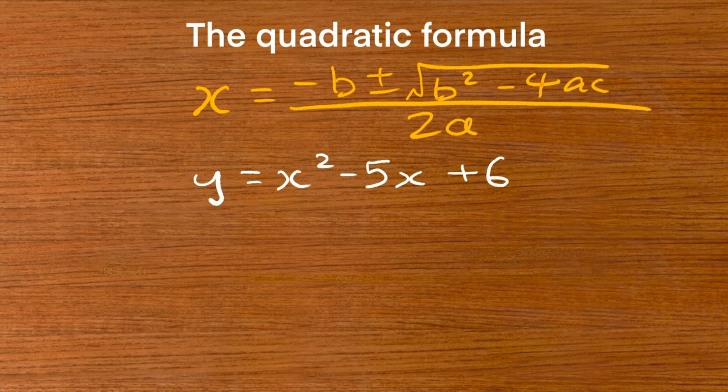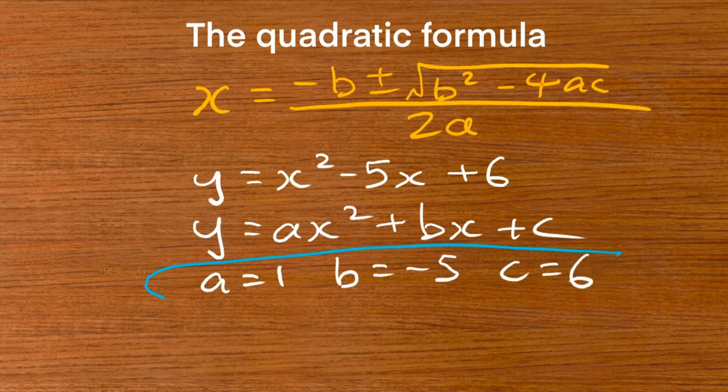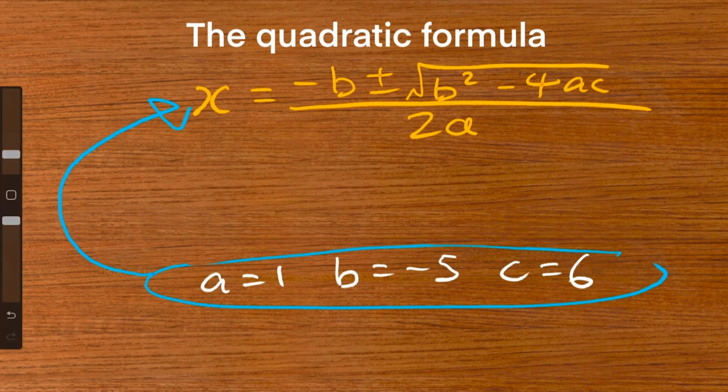y equals x squared minus 5x plus 6. What we'll do first, which will be essential to solving for the solutions of the quadratic equation, is to compare it with the standard form. So this is the standard form. Because doing so will allow us to see very easily that a equals 1, b equals minus 5, and c equals 6. And then we can substitute these values of a, b, c into our quadratic formula to find the solutions.